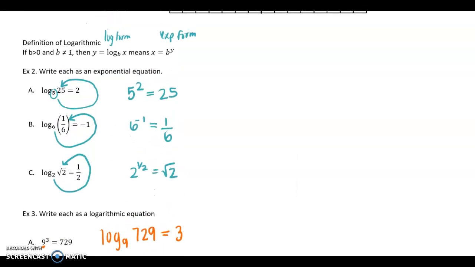So if we go back to this, I can color code this so you guys could see where everything is rearranged. So y equals log base b of x. So you could kind of see where everything went.